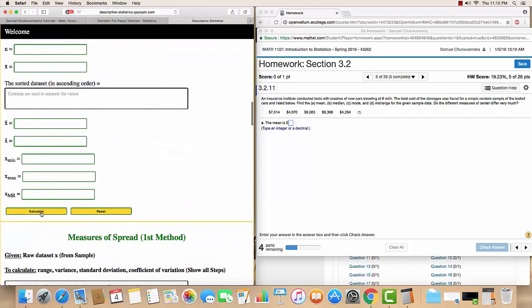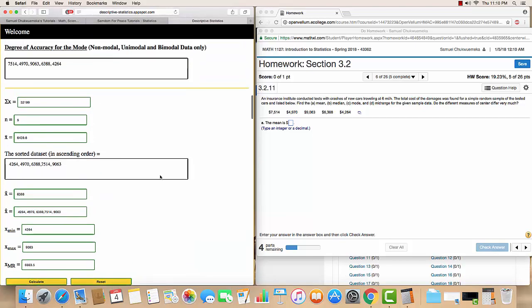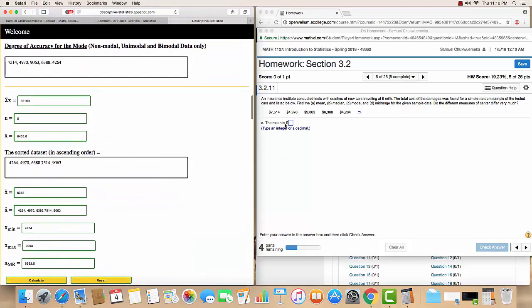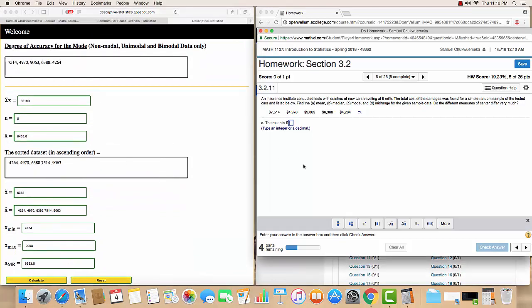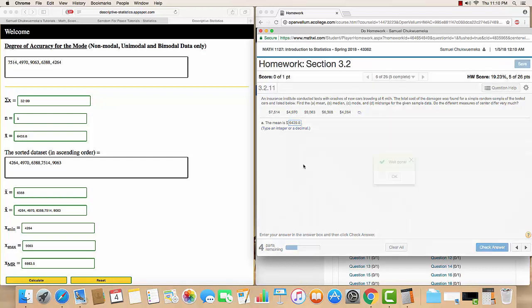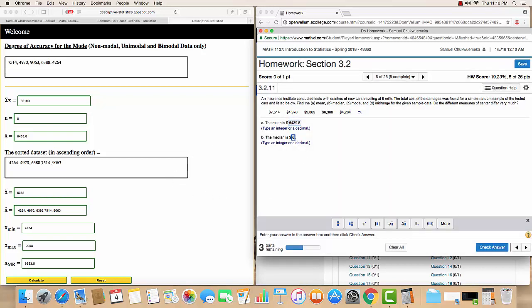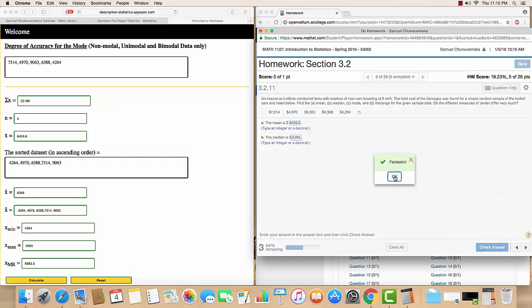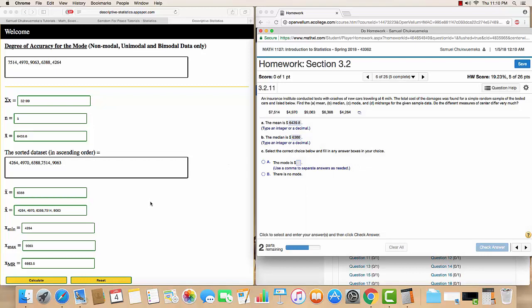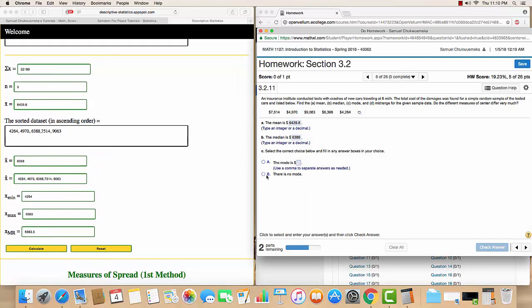4,970, 9063, 6388, 4264. And then you press calculate. So the mean is 6,439.8. Okay, that's the mean. The median is 6,388. The mode, there is no mode.